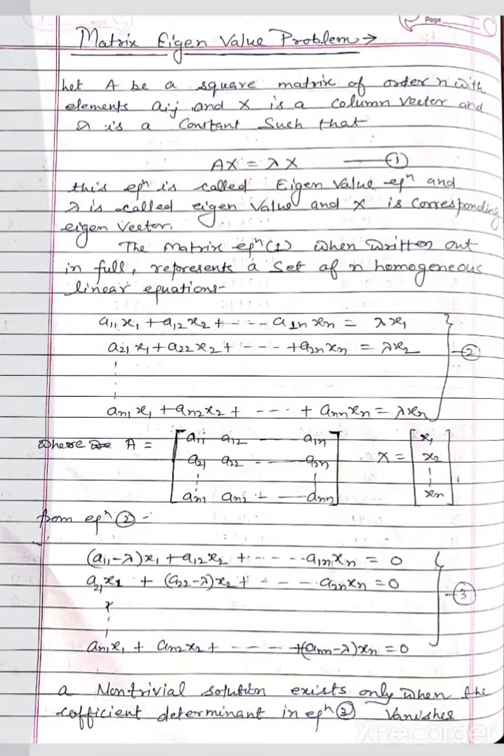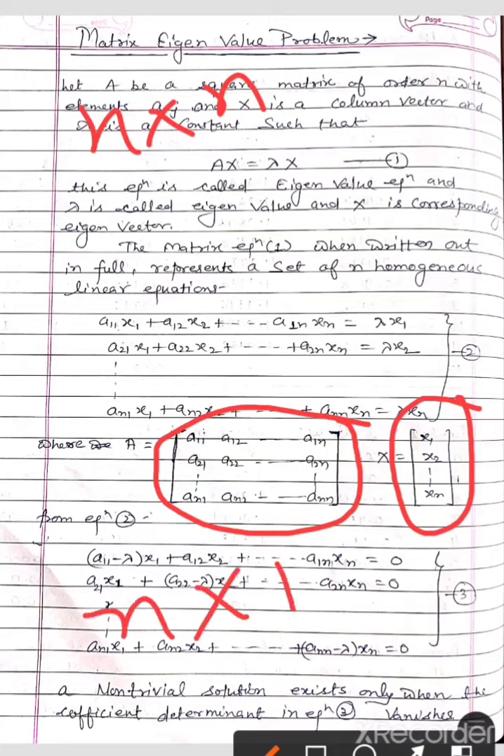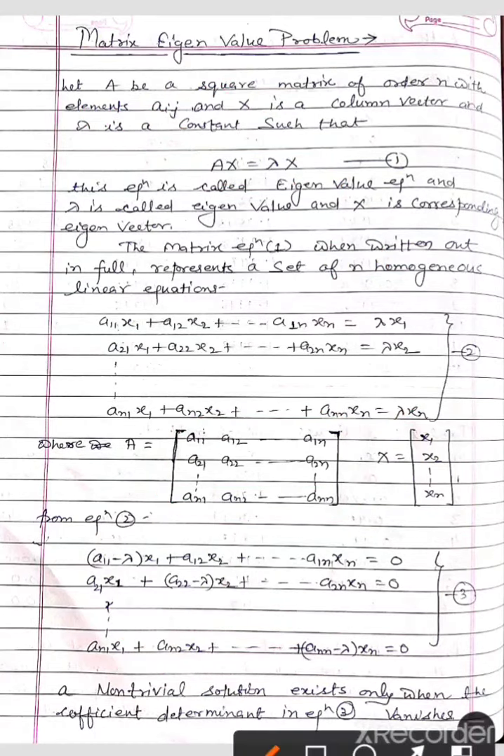If we rewrite it, matrix A is the n cross n matrix, this matrix, and capital X is a column vector of order n cross 1, and lambda is the constant in such a way that it satisfies equation 1. Then if we write this equation in full, it represents a set of n homogeneous linear equations represented here.